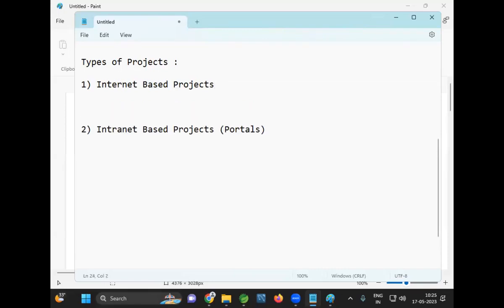For example, Gmail is available. Anybody can create an account in Gmail. They can access the Gmail application. And we have Facebook. Anybody can use Facebook. And we have IRCTC. It is a public application. And we have LinkedIn. So these applications are available for public access. The applications which are available for public access are called internet-based applications.